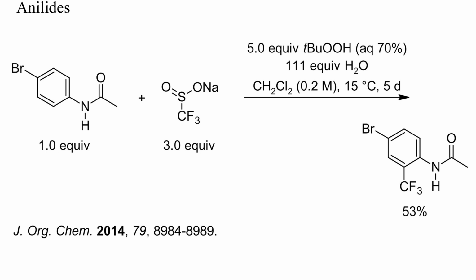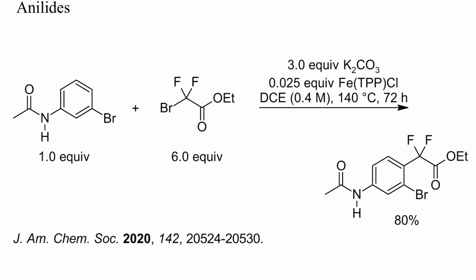Acylated anilines have been trifluoromethylated with trifluoromethane sulfonate as radical precursor and tert-butyl hydroperoxide as oxidant. In this example, the fluorinated radical was generated from an alkyl bromide and catalytic iron. The aromatic bromide did not react under these conditions. Despite the large excess of radical precursor, the yield of monoalkylated product was high.